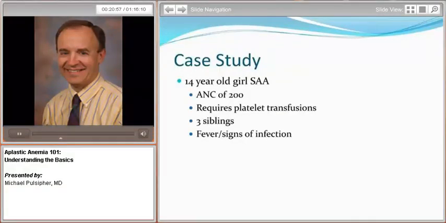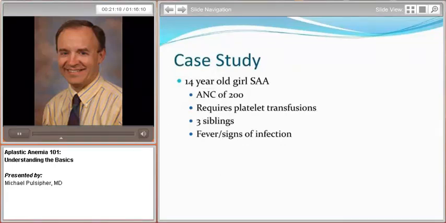Now, second case study. We have a 14-year-old girl who has severe aplastic anemia. Her neutrophil count is very low at 200, an ANC of 200. She requires platelet transfusions.